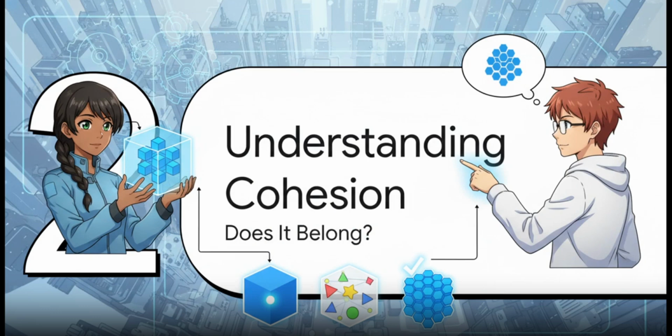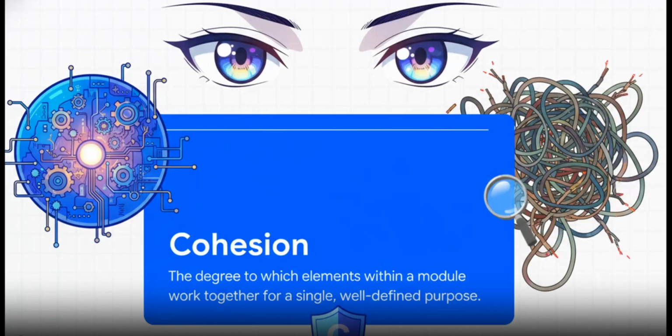Okay, so coupling is all about the connections between the bricks. Our second principle, cohesion, is all about what's going on inside each individual brick. It asks a really simple question. Does everything in this one piece actually belong together? So what is cohesion really? Well, it's the degree to which all the stuff inside a module works together for a single, well-defined purpose. In other words, if coupling is the tangled wires between components, cohesion is about how neat and tidy things are within one component. High cohesion means a module is focused. It does one thing and it does that one thing well. It's got a clear singular identity.